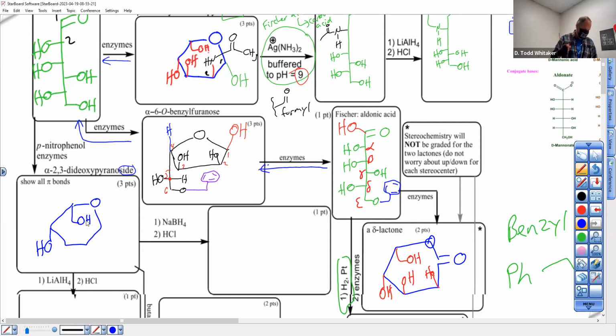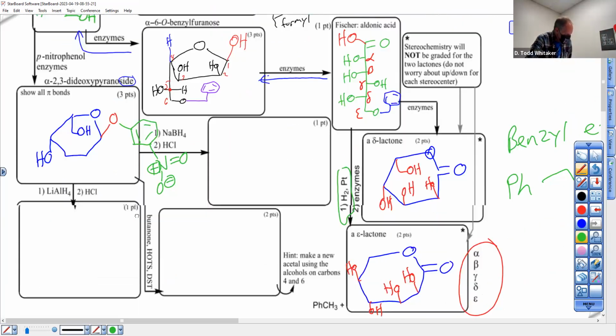So 1 is the anomeric O up or down based on the name alpha. Don't be a biology teacher. It's up, alpha's trans, and it's attached to a nitrophenol. Para-nitrophenol. Show all pi. He loves doing that. It's annoying, right? I just want to make sure you know how to draw a nitro group. That's the answer.